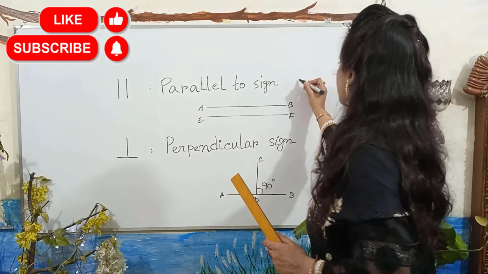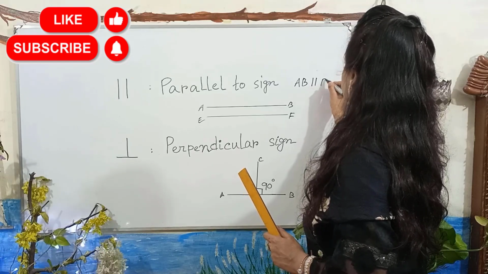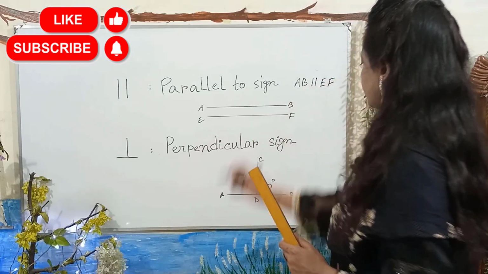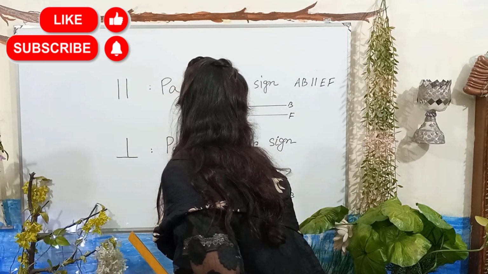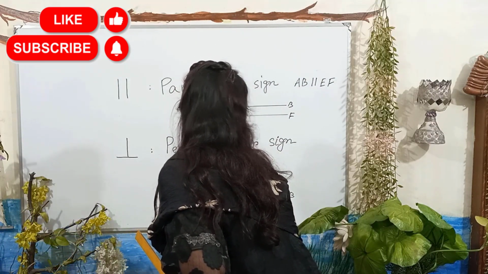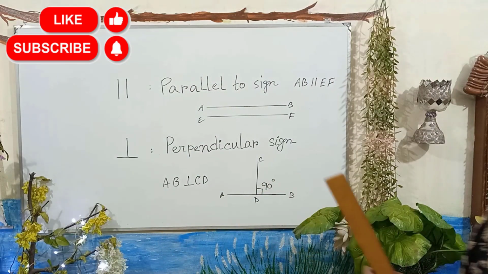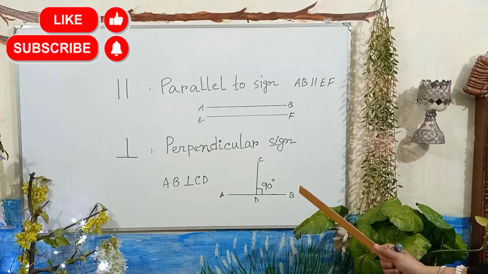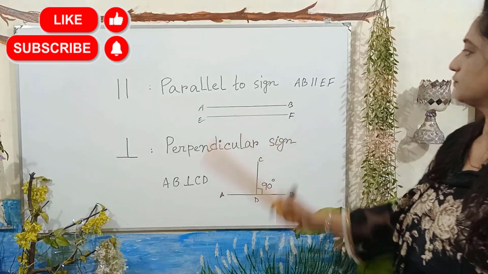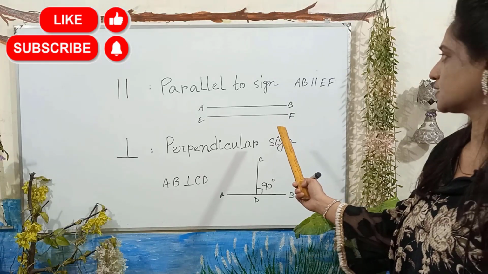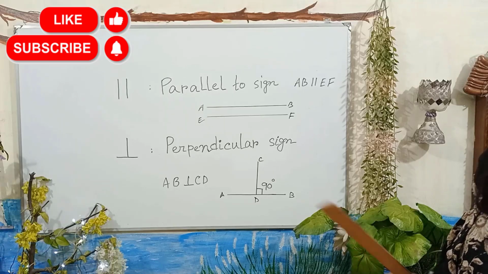So we can write AB parallel EF. And here we can write AD, AB perpendicular CD. Here we can write in the second one AB perpendicular CD and AB parallel to EF. So the upper one is the parallel sign and the second one is the perpendicular sign.